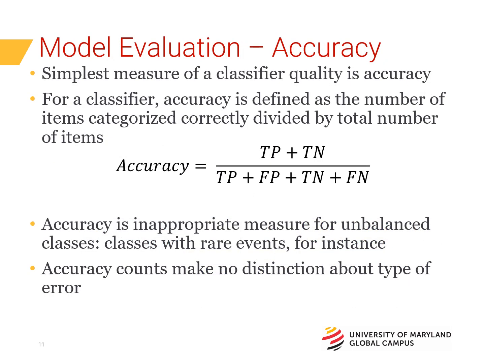At first glance, accuracy seems like a straightforward and intuitive measure of a classifier's performance. It quantifies the proportion of instances that are correctly classified by the model. Mathematically, accuracy is defined as the number of correctly categorized items divided by the total number of items. Accuracy provides a quick and easy to understand summary of the model's overall correctness. A higher accuracy value indicates that the classifier is making more correct predictions across all classes.